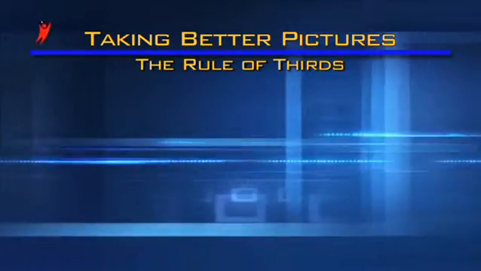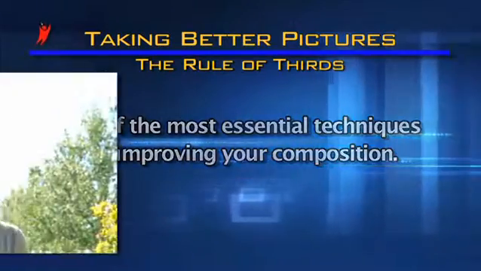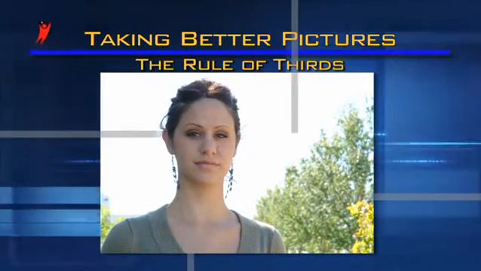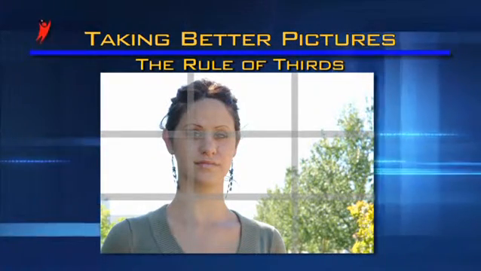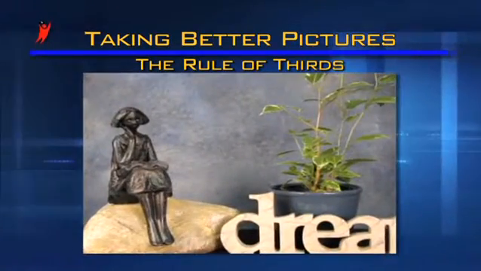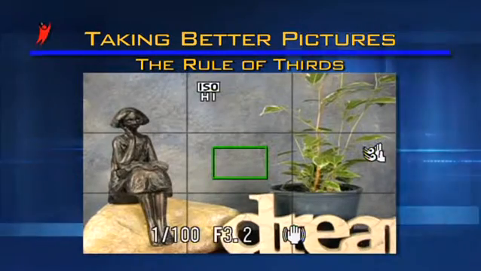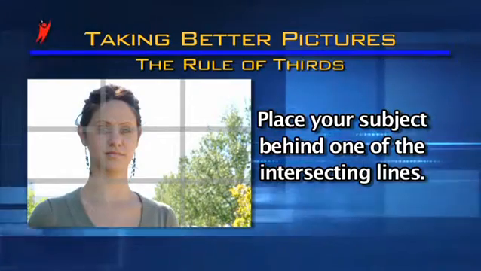The rule of thirds is one of the most talked about techniques for improving your composition. What the rule of thirds suggests is to divide the image into thirds both horizontally and vertically. So in essence, you're placing a grid over the image in the viewfinder or LCD. Some cameras come with an option to turn on a grid, but you should just learn to do it in your mind. The rule of thirds tells you to place your subject behind one of the intersecting lines.